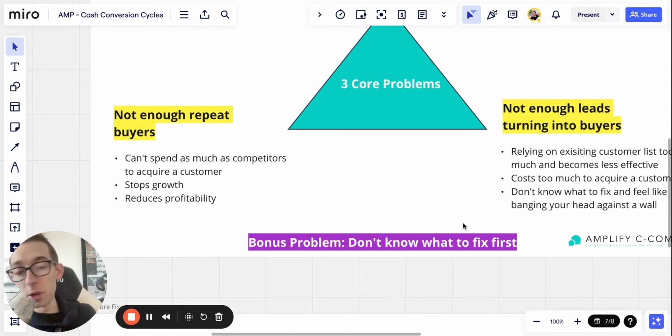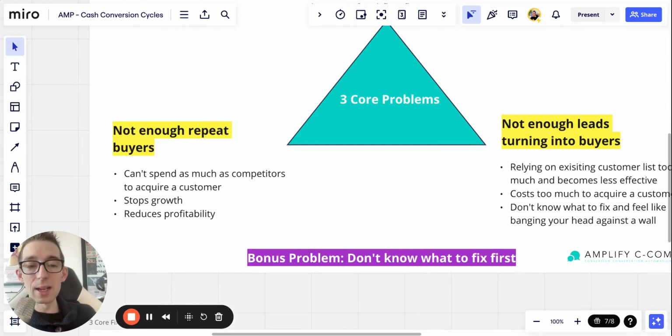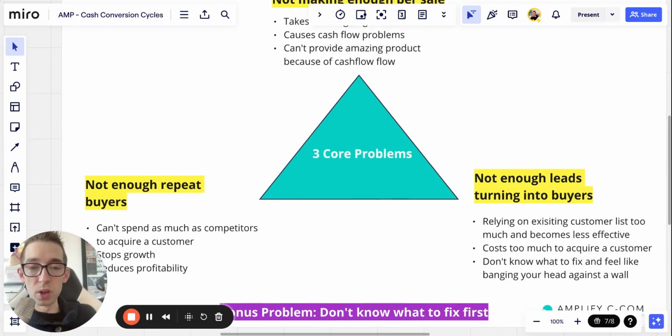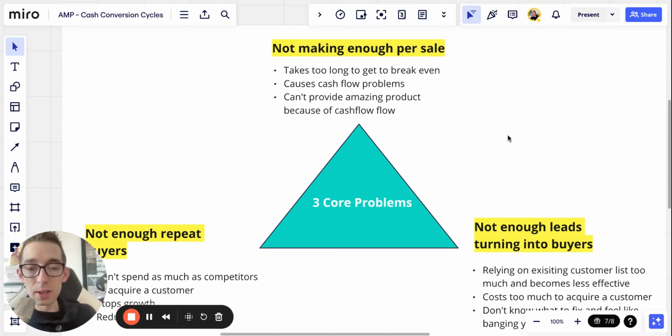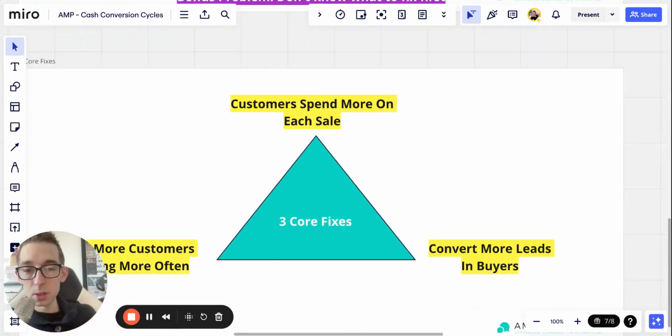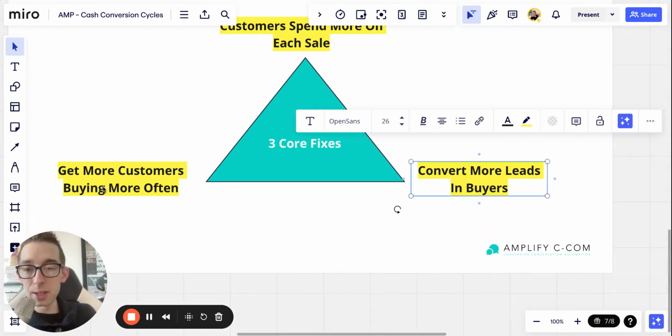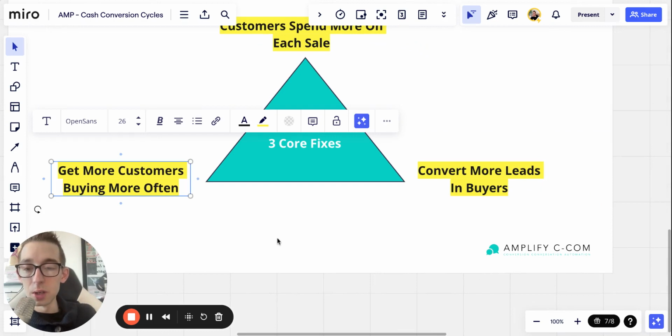And the bonus problem, you don't know what to fix first. So if you don't know what to fix first, then that is a big problem. And we'll go through another video on how to know what to fix first. So how do you solve these? Well, you do the opposite. So you figure out how to get customers to spend more on each sale. You convert more customers more often. So you get those customers buying from you over and over and over again.